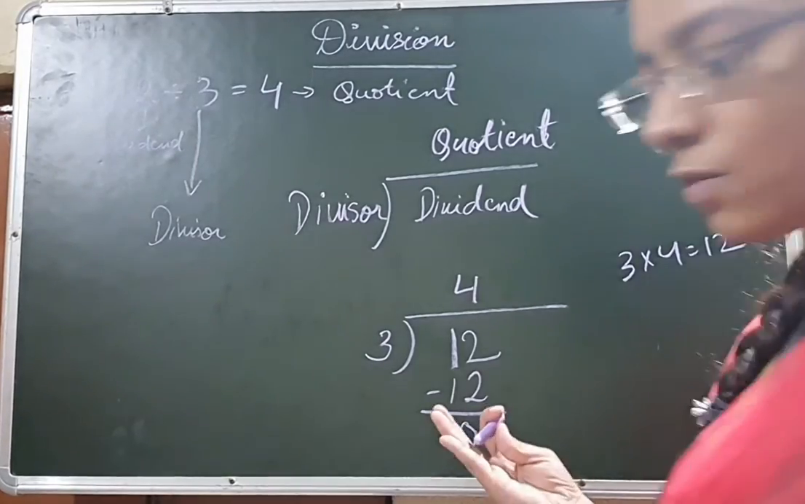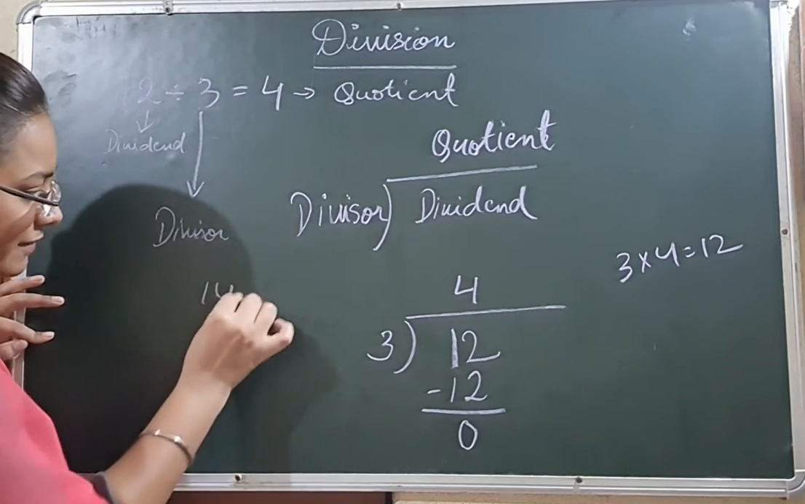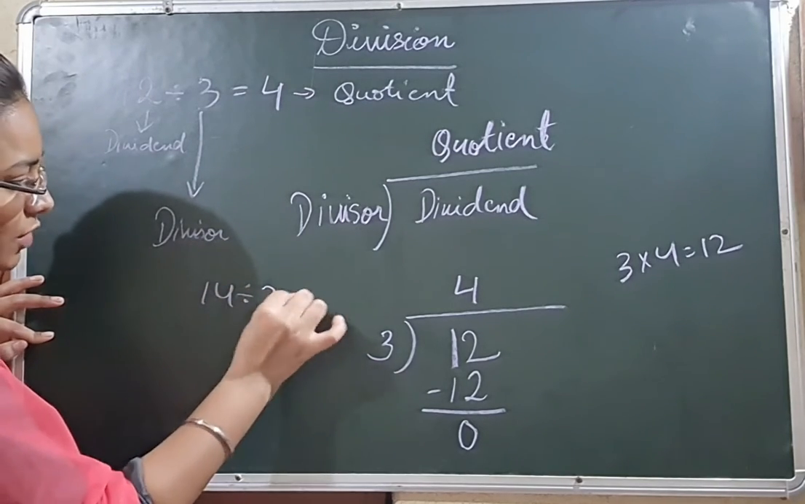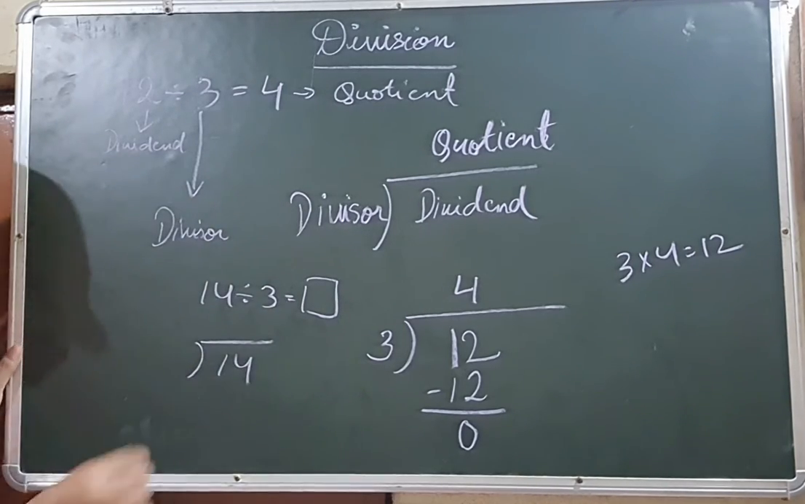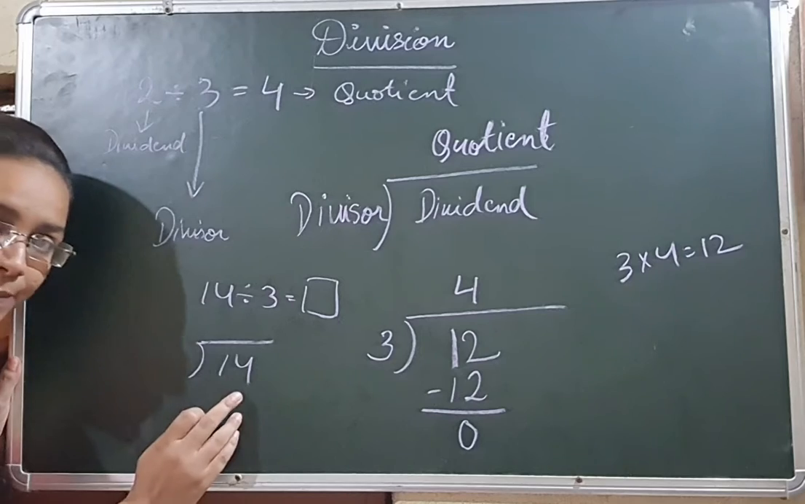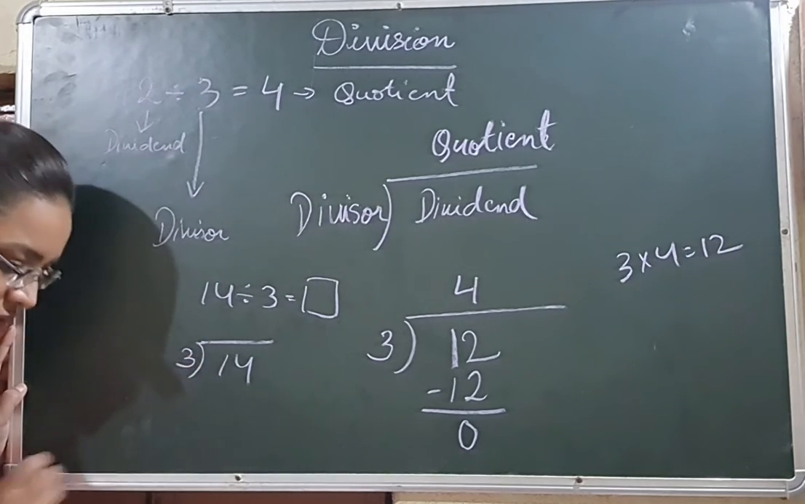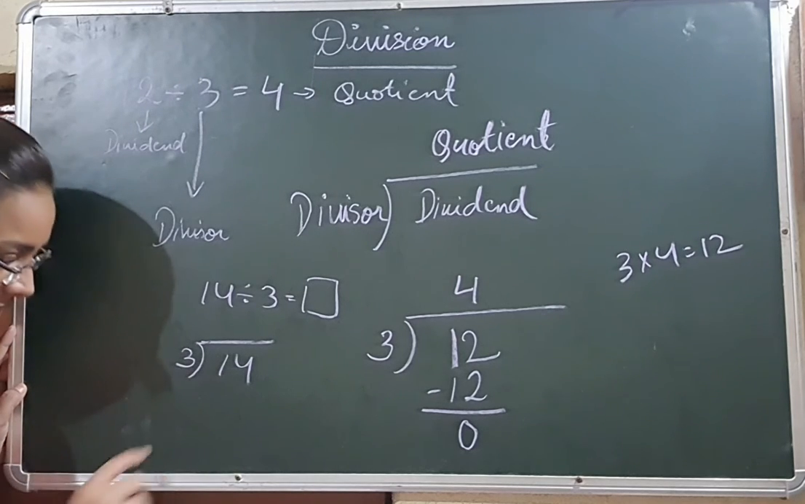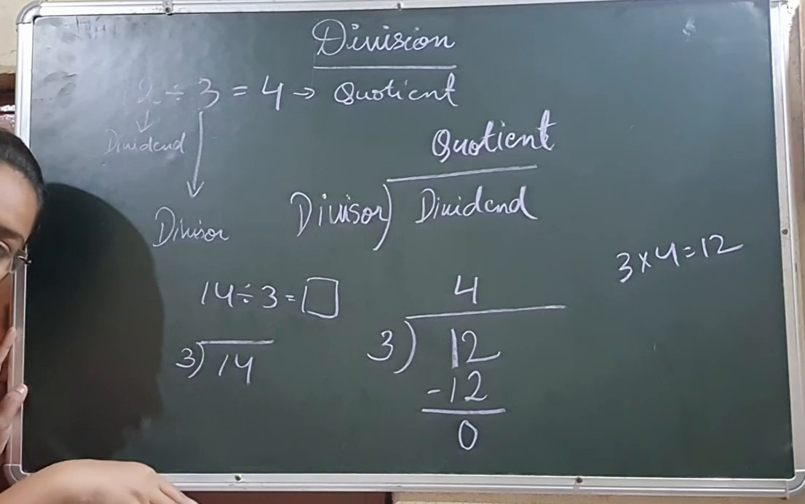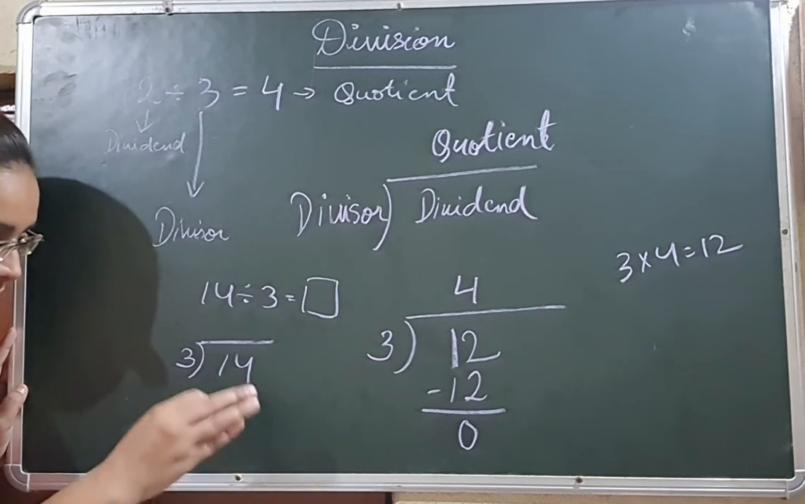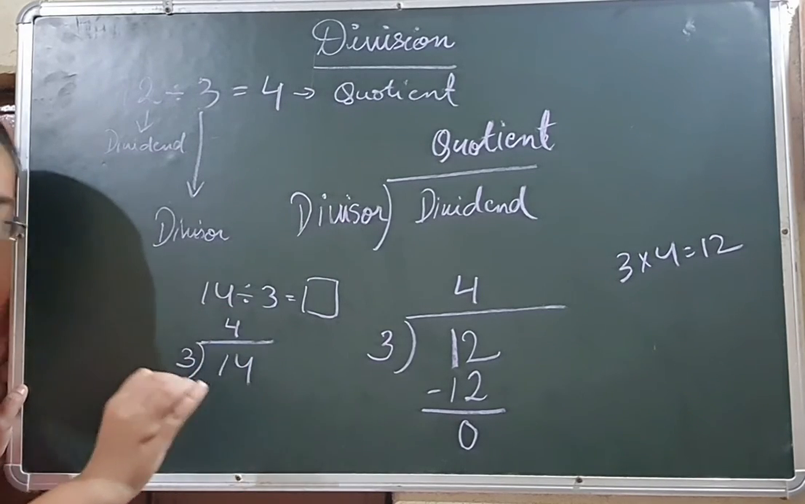One more example: 14 divided by 3. What will be the answer? To find this out, you are going to write 14 here. First of all, you have to draw the symbol. Then you will write the dividend inside and the divisor outside. Then you have to write the quotient. In 3's table, 14 doesn't come. Less than 14, what comes? It's 12. So it comes 4 times.